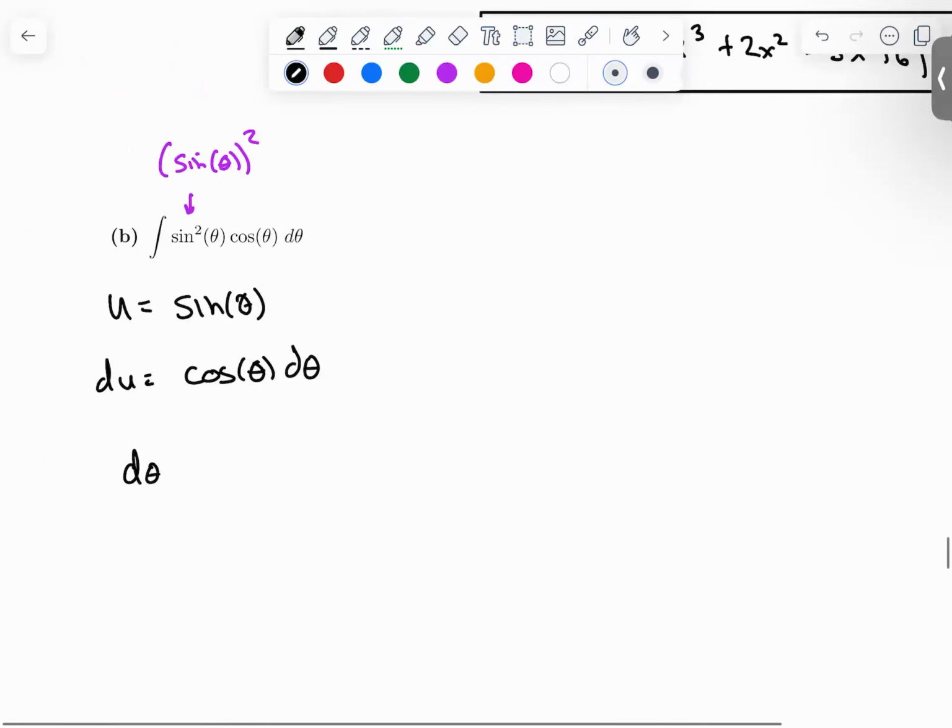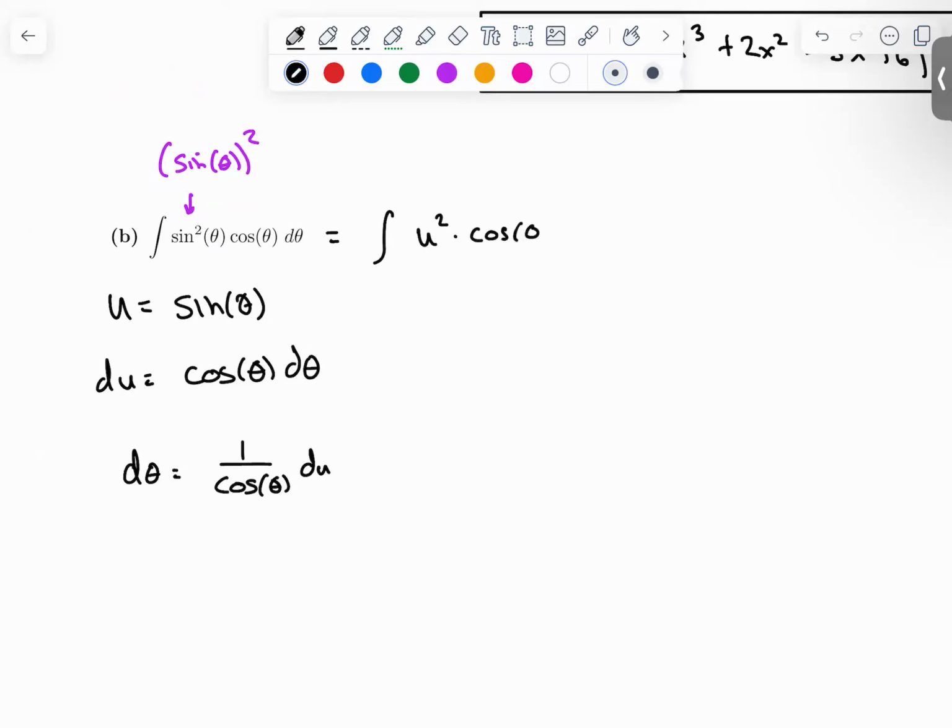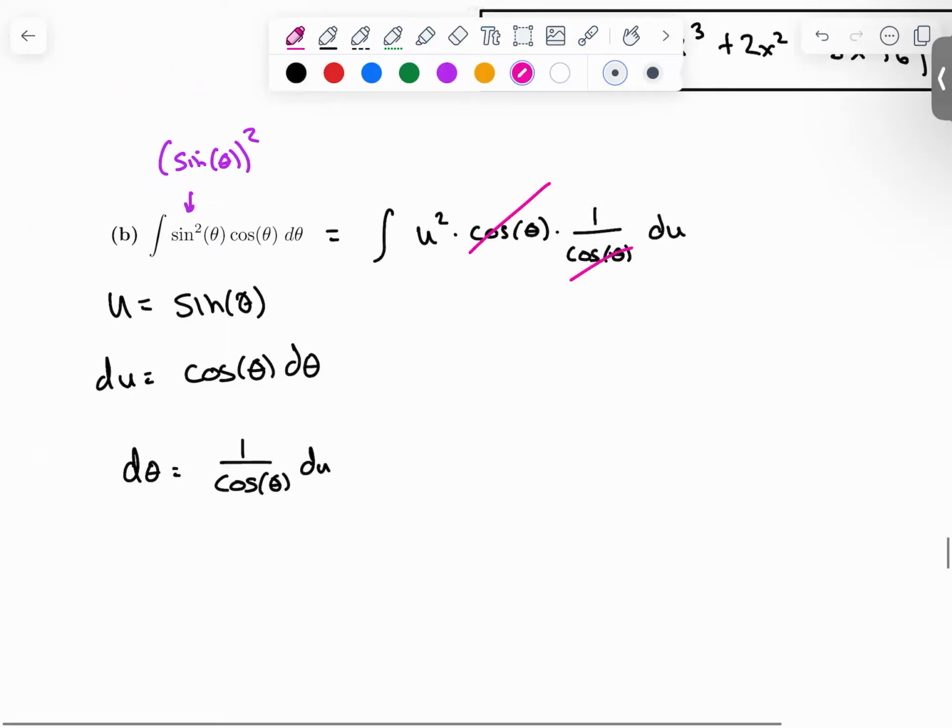So d theta is equal to 1 over cosine of theta du. So this becomes the integral of u squared now, because u is equal to sine theta. So u squared times cosine of theta times 1 over cosine of theta du. And the cosine thetas cancel. And we're going to have the integral purely in terms of u. We're going to have an integral of u squared du.